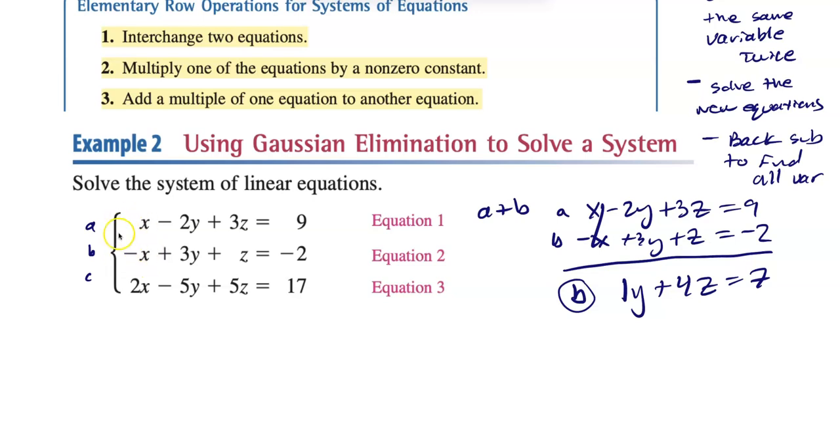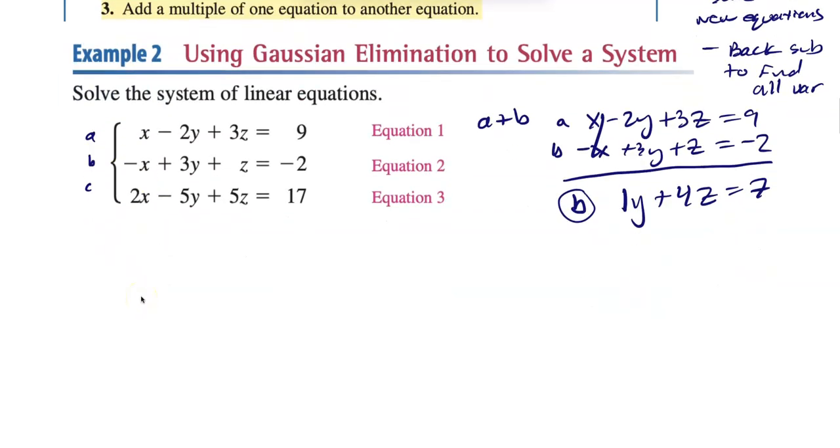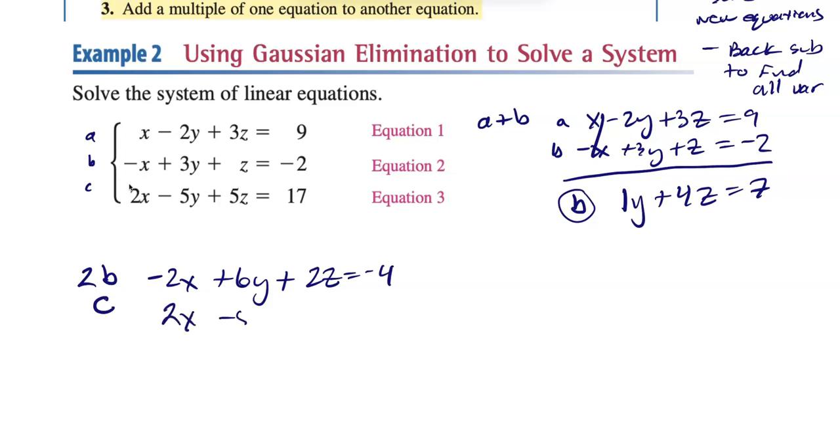You can do it with any two things you want. You can do it with these two, you can do it with A and C, whatever. I'm going to do 2 times B, then I'm going to add that to C. If I times row B by 2, it's going to become a negative 2x here, and I can add it to C and it'll cancel out. So 2 times B: negative 2x plus 6y plus 2z equals negative 4, and then C is just 2x minus 5y plus 5z equals 17. Then we're going to add these up.